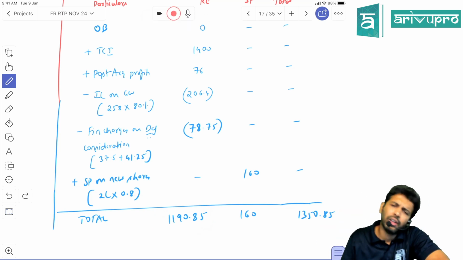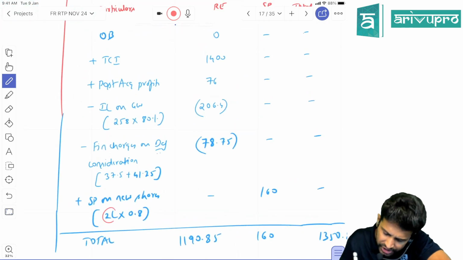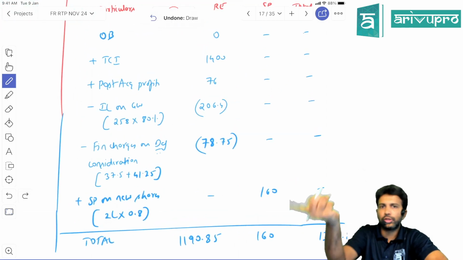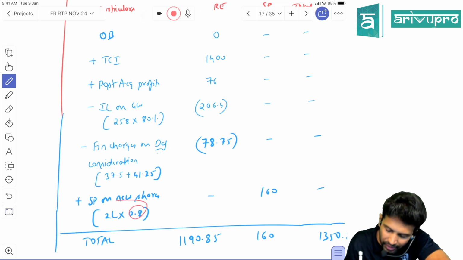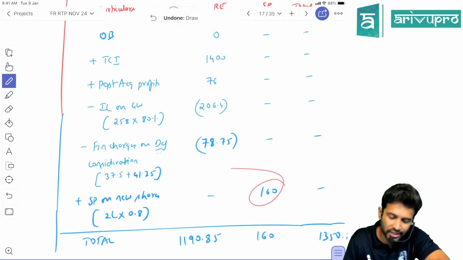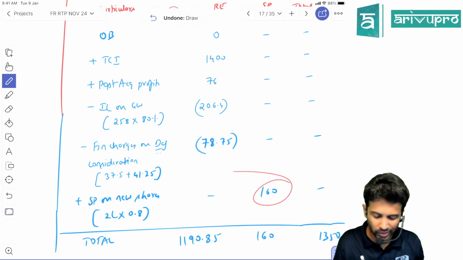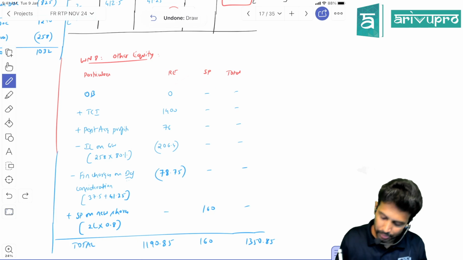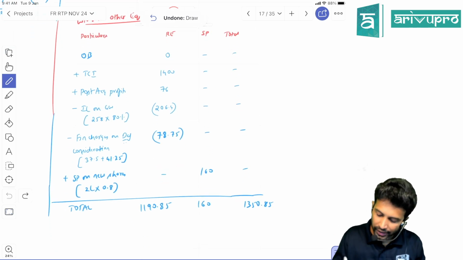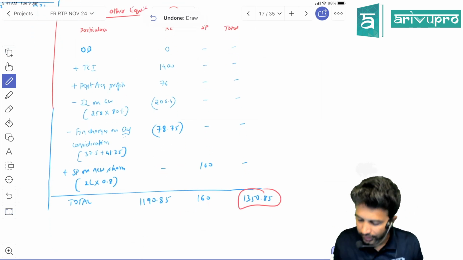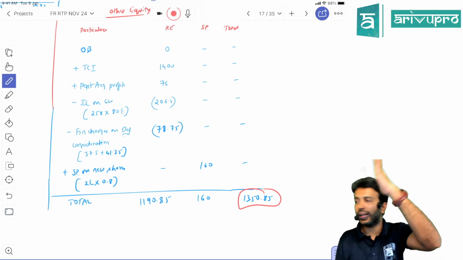Then, since shares were issued at premium, 2 lakh shares, face value was 1, you issued it at 1.8. So the premium element is 0.8 per share. So 1,60,000 is a premium. When you present in 1,000, it becomes 160. This is your security premium element. So it's 160 security premium. So adding these two, you will show 1350.85 as other equity in your balance sheet.